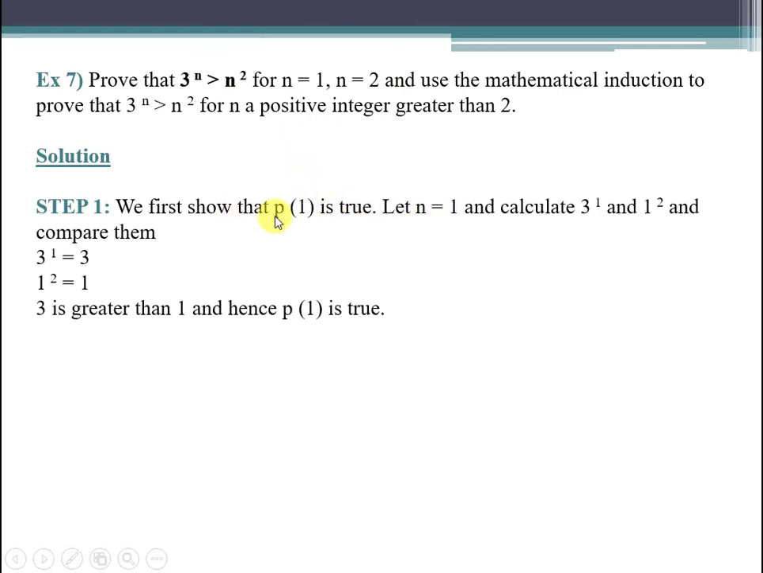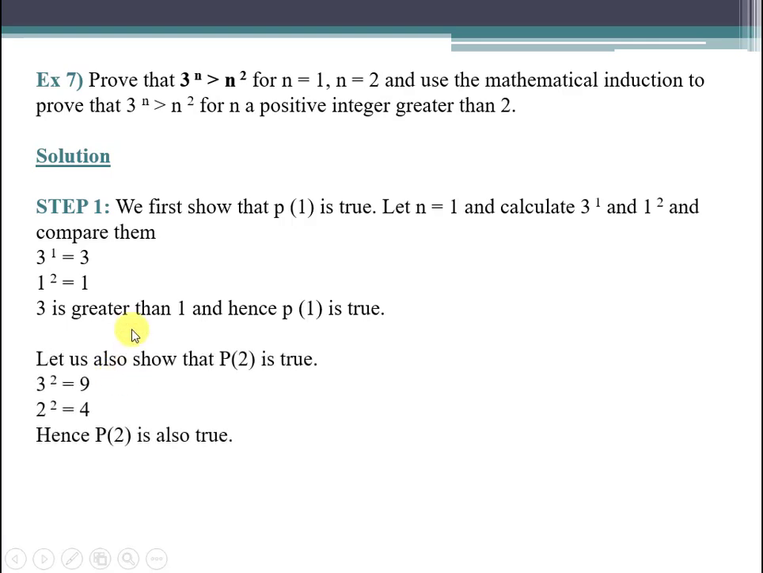Step 1. We first show that P1 is true. Let n be 1 and calculate 3 to the power of 1 and 1 squared. So 3 is greater than 1, and hence P1 is true. Okay, the second step. Firstly, we should show it for n equal to 2 also, and here 9 and 4. 9 is greater than 4, hence P2 is also true.